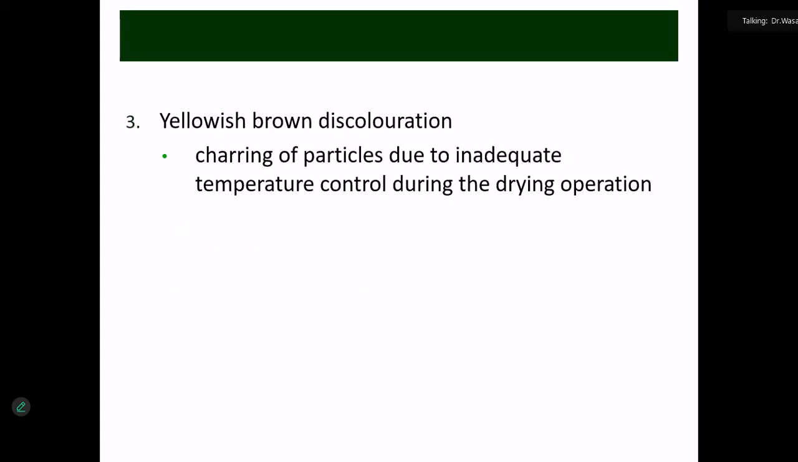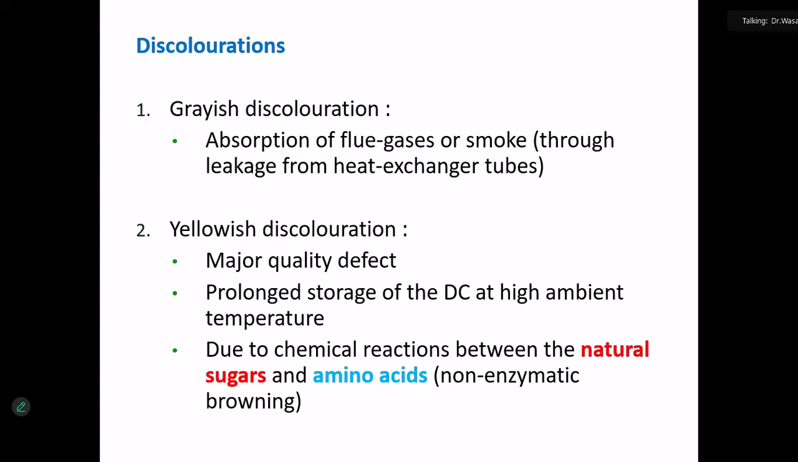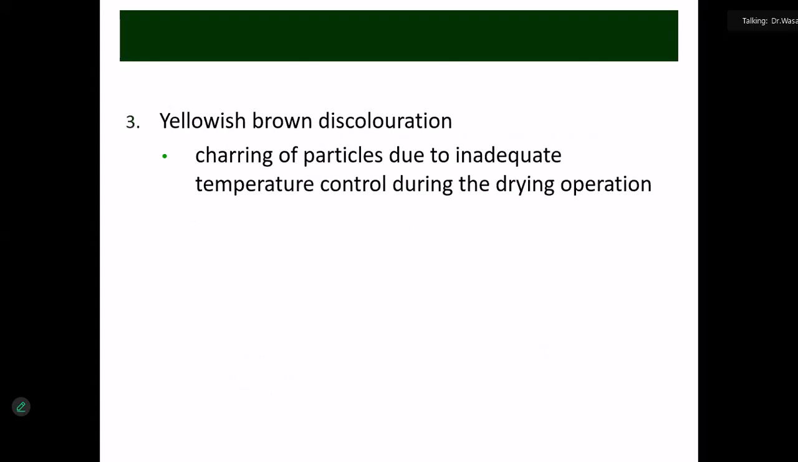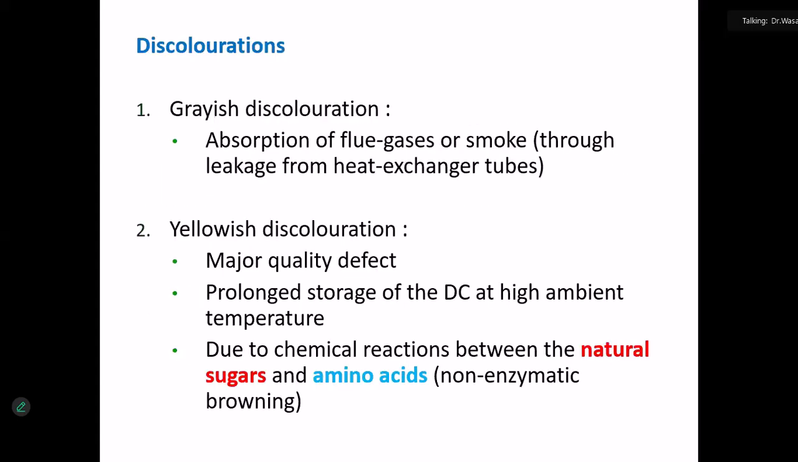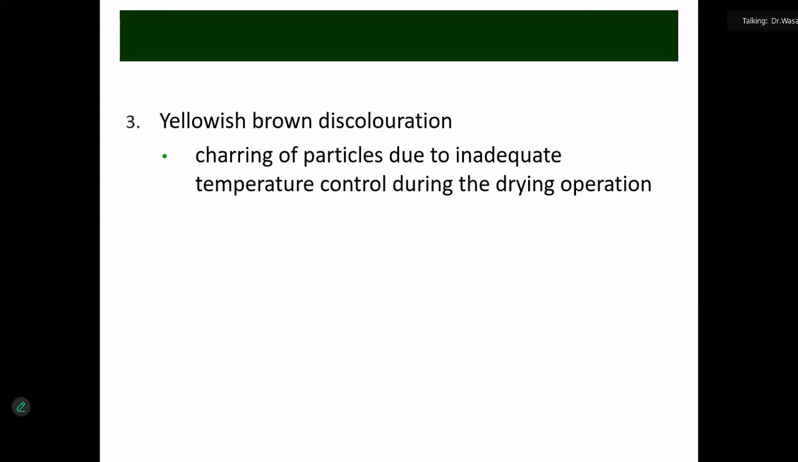Third one, so far we discussed grayish discoloration and yellowish. Other one, yellowish brown. That is brown. Over temperature during drying, uncontrolled. So these are the three types of coloring. We have discussed grayish, yellowish, and yellowish brown. You should know the reason and you should be able to explain.